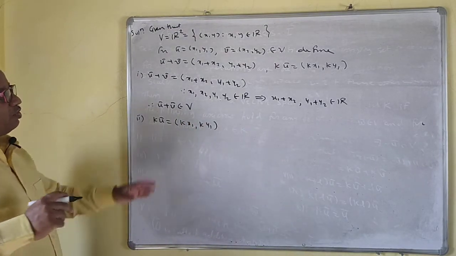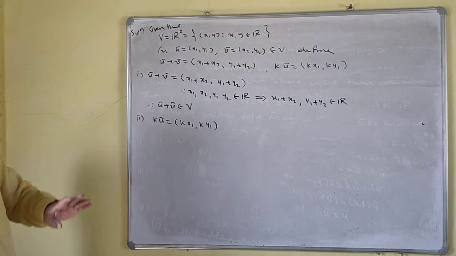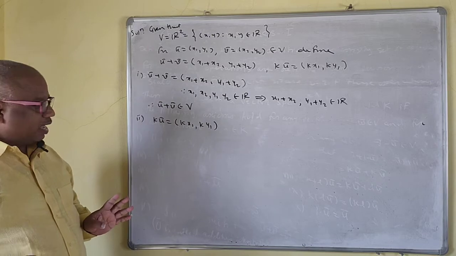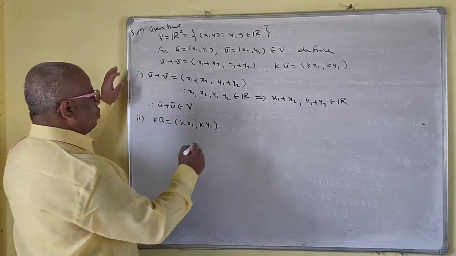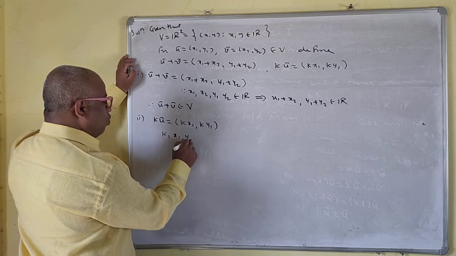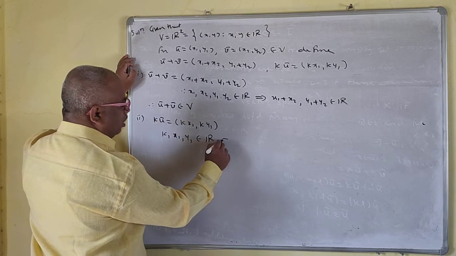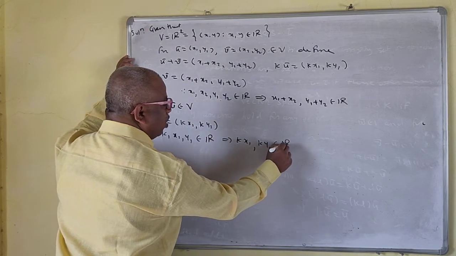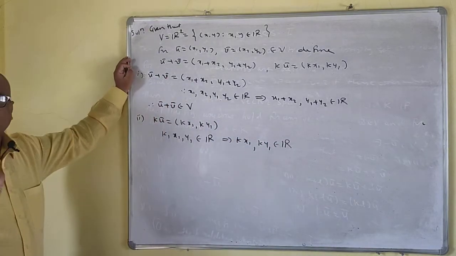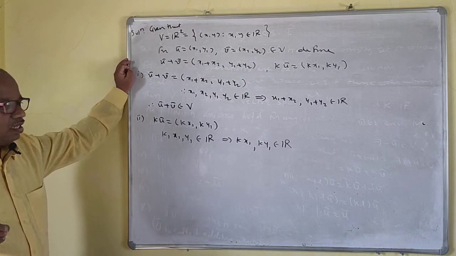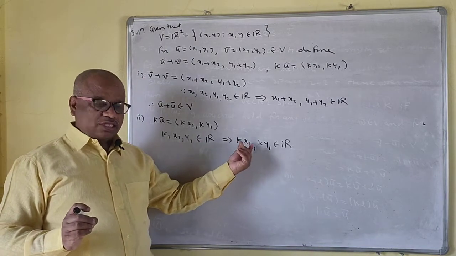Okay. So k is what here? The field K is not defined here. So that means we have to assume that your field K is R now. So now, k x1, y1 belongs to R implies that k x1, k y1 belongs to R, because we know that the product of two real numbers is a real number. So that means k x1, k y1.